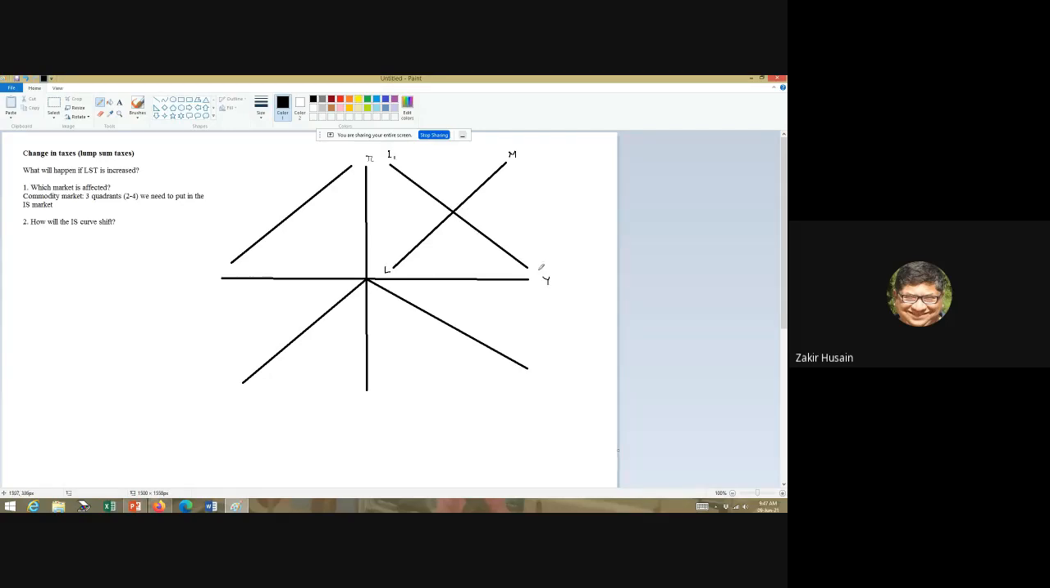So the IS curve will change, so I've labelled it IS1. This indicates, sorry, it's plus, and this is obviously savings is a function of disposable income. And this is I plus G. Okay. So let's draw the point from here.